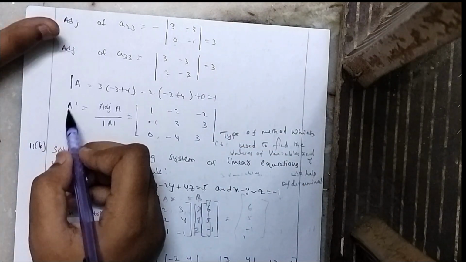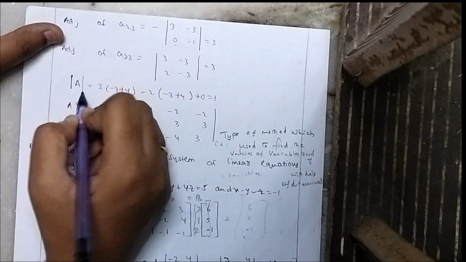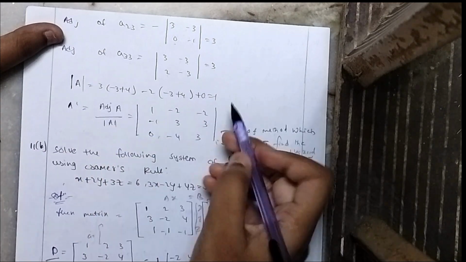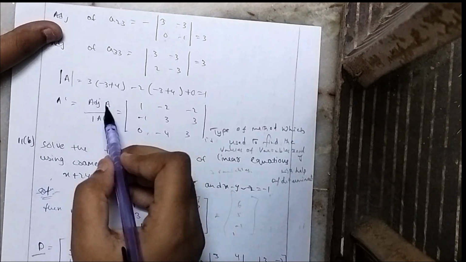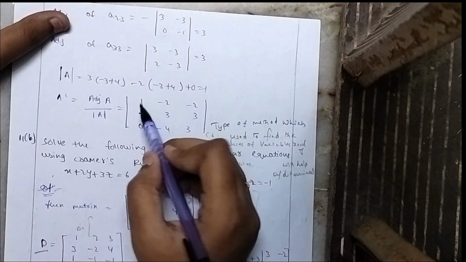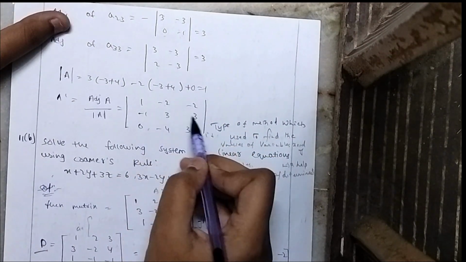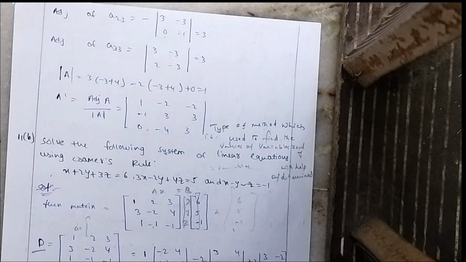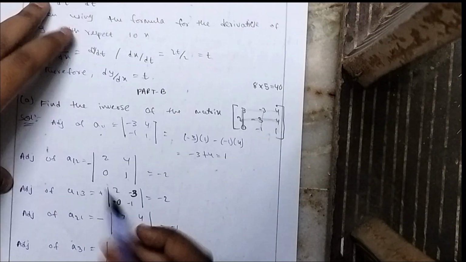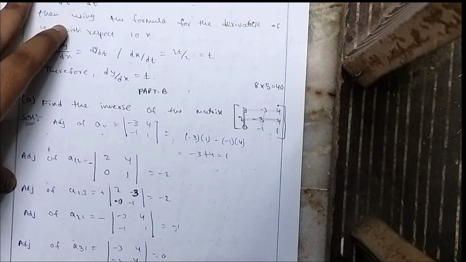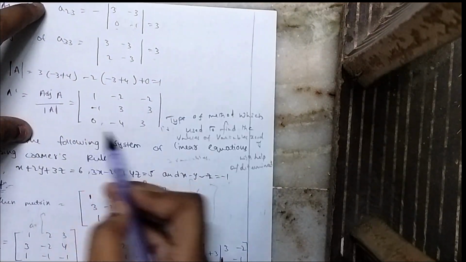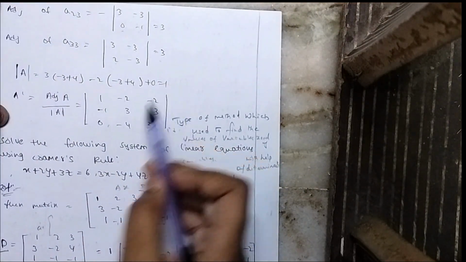That means you know the formula that A inverse equals adjoint A by mod A. Already we know the values. Adjoint A values are here, already we found these. So 1, minus 2, minus 2, minus 1, 3, 3, 0, minus 4, 3. So substituting this here and dividing by 1, this is the matrix.